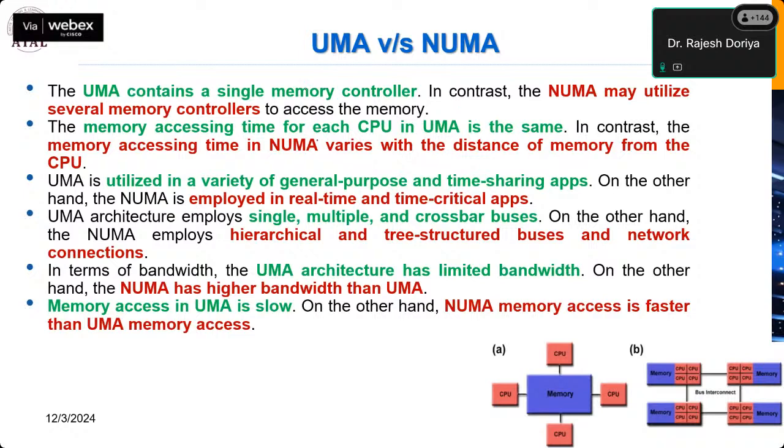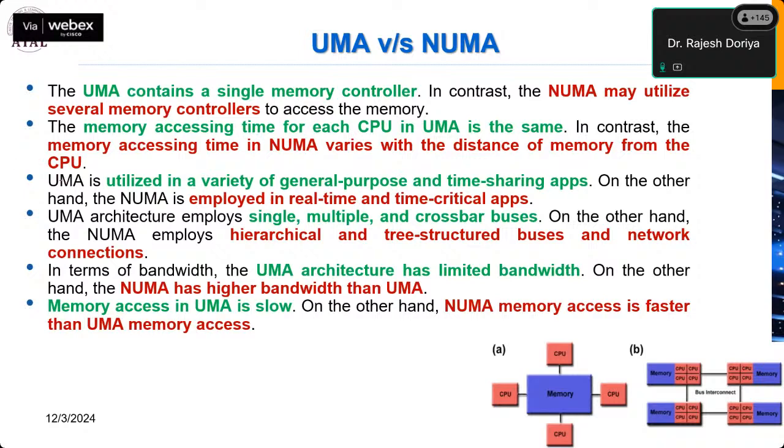And now in UMA, the memory access time for each CPU is going to be the same, because they usually have the same access time due to the length, right? Because each and every CPU is utilizing the same memory space. That is the main reason they experience the same memory access time. In contrast, this is not going to happen in NUMA.